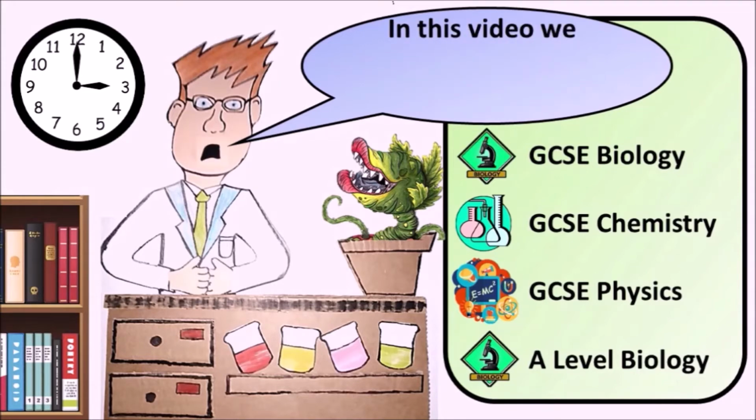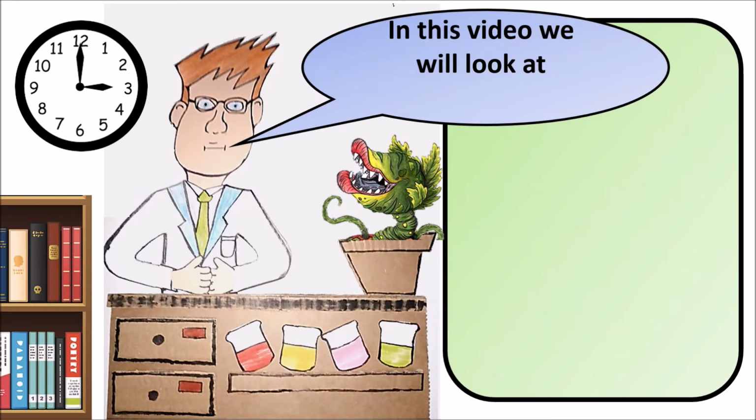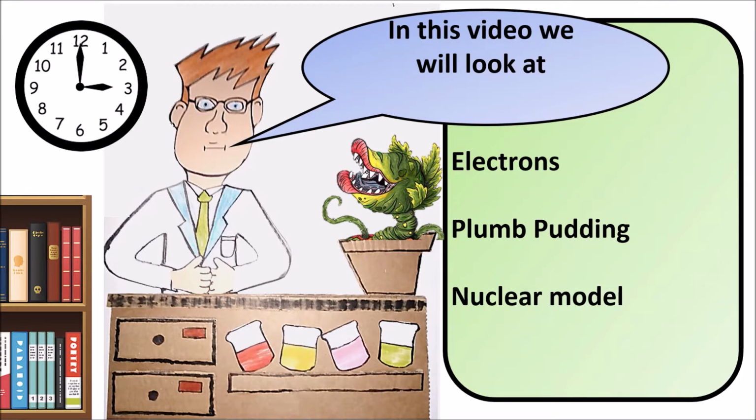In this video, we will look at the development of atomic theory, including the discovery of electrons, the plum pudding model, and the nuclear model.